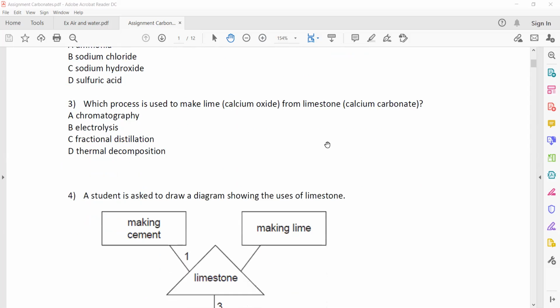Question 3. Which process is used to make lime, calcium oxide, from limestone? Yeah, that's right. D is the right answer. That's the thermal decomposition.